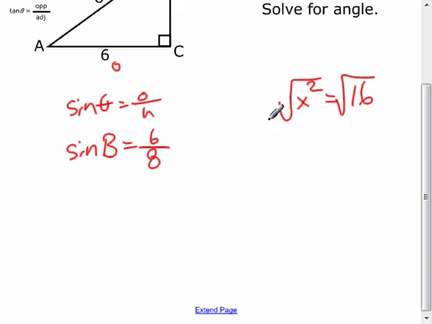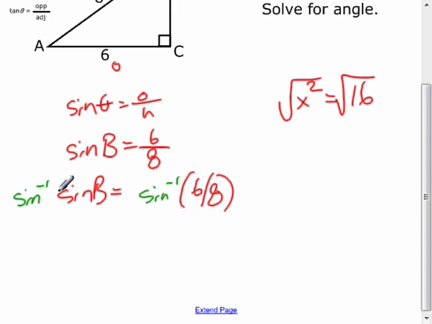If I have a sine ratio, I can do a similar thing. I won't square root, but I'll do whatever the opposite of sine is, and that happens to be arc sine. So I can arc sine this, and you probably won't see this in the book anywhere, but I can also arc sine this. This side you will see in the book. So I'm going to arc sine the sine of b, and I'm going to arc sine 6 over 8.